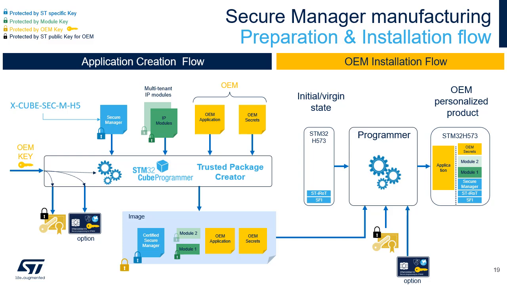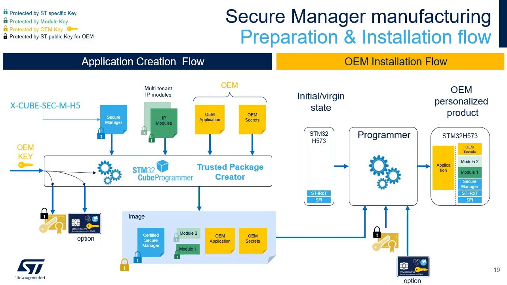The Secure Manager manufacturing flow is composed of two phases: application creation flow done at OEM trusted offices, and application installation flow done at OEM manufacturing. During application creation flow, the OEM integrator gets all firmware: ST Secure Manager, third-party IP modules, and OEM application, secrets, and IP modules. Secrets are composed of configuration data and keys, ITS data and keys, and option bytes values.